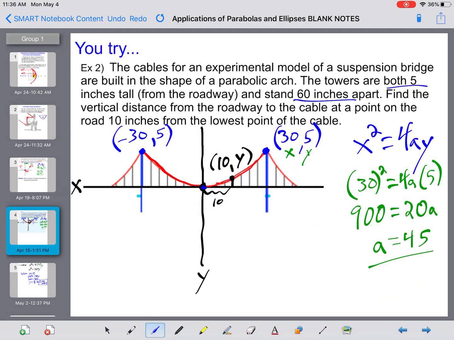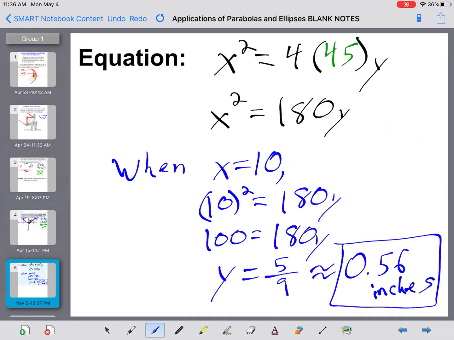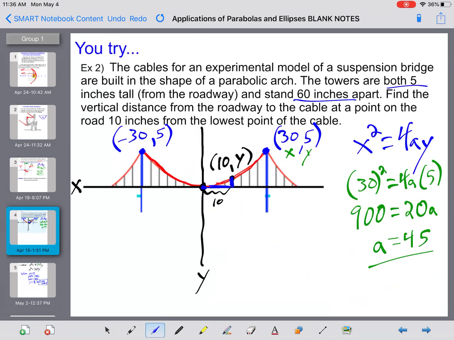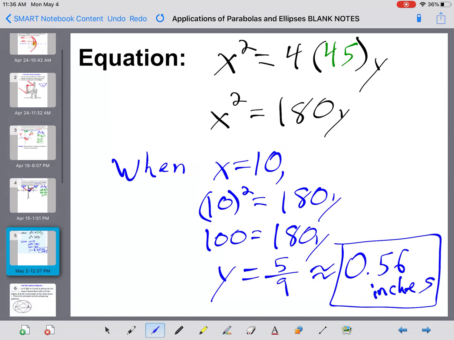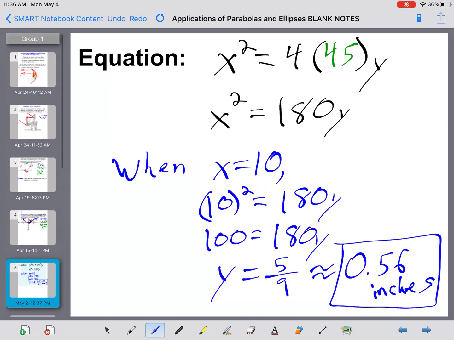So at a distance 10 inches from the lowest point, 10 inches this way, the height of this cable is 0.56 inches off the roadway. All right, so those are two good examples of parabolas.